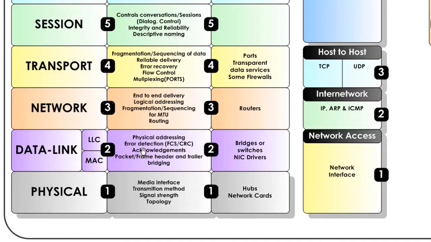The data link layer is responsible for physical addressing, error detection, acknowledgement, packet, fragment and trailer bridging. Here the physical layer represents the medium to be used for transmitting, and also the transmission method, signal strength and topology are all mentioned here. So these 2 layers are mapped to the network access layer of your TCP/IP model.